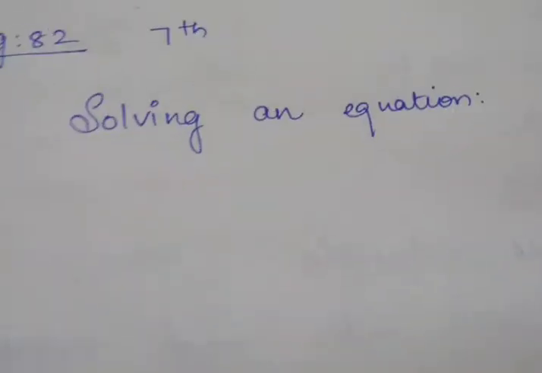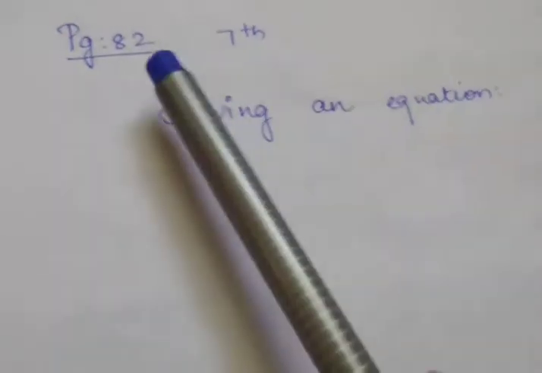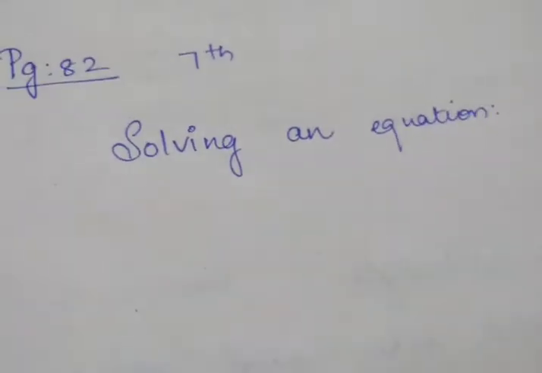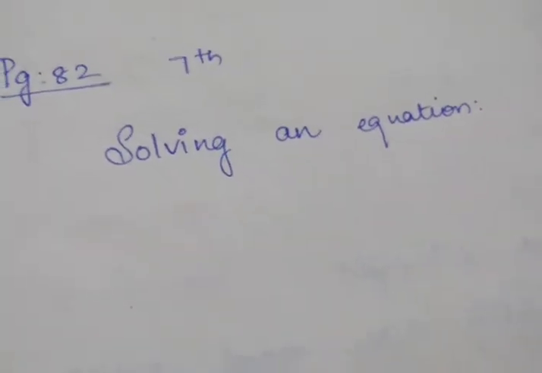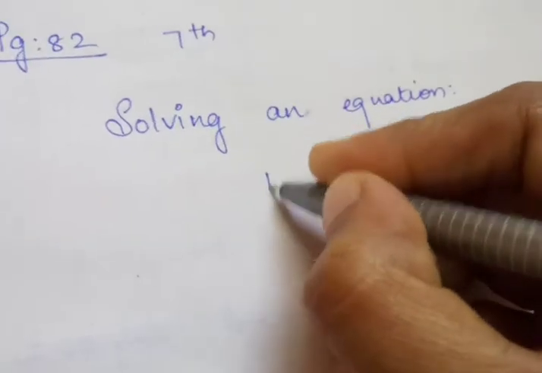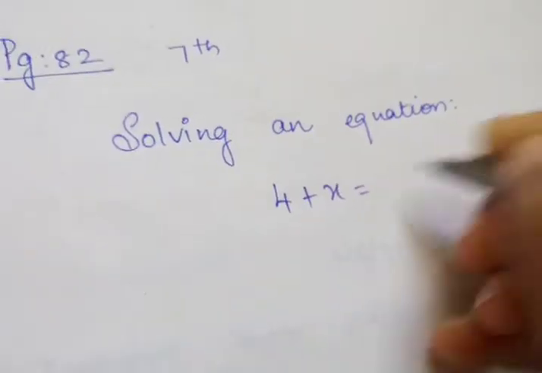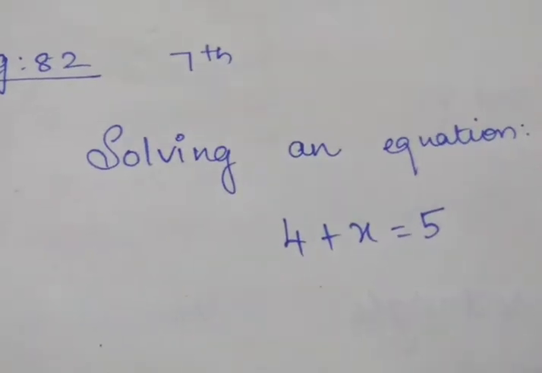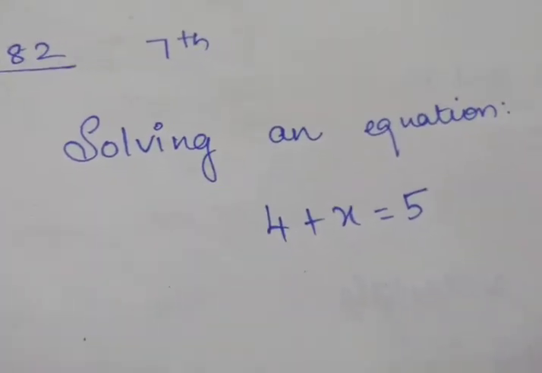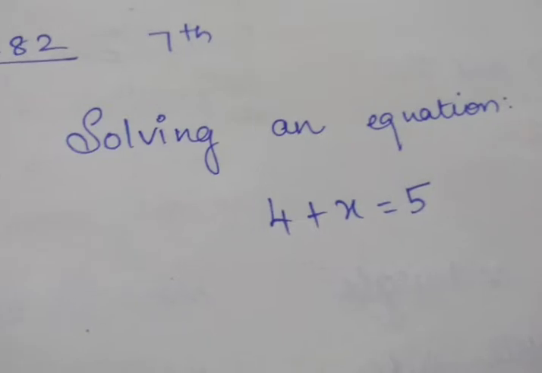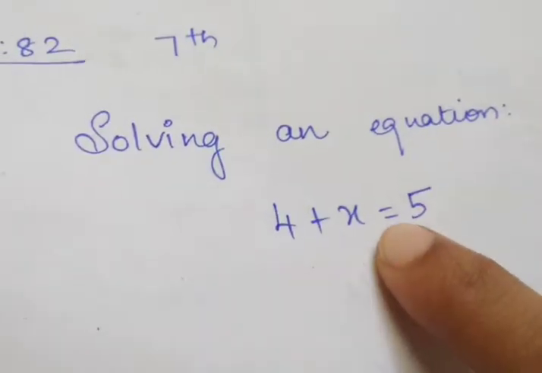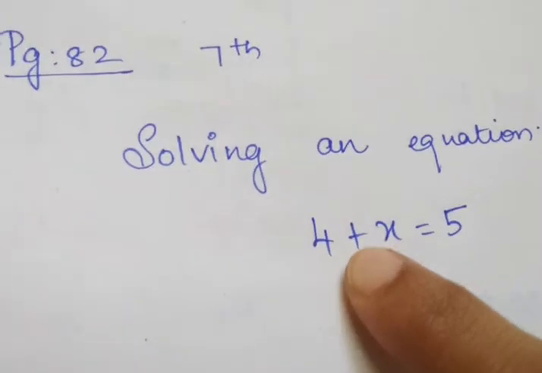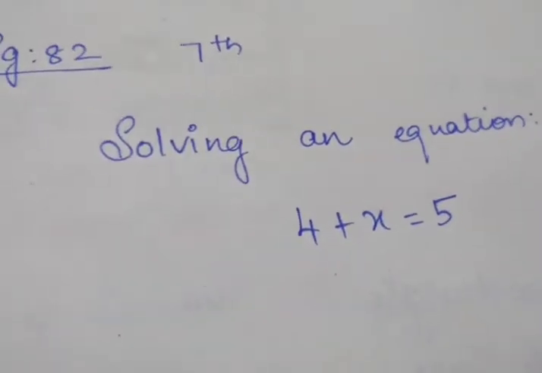So, I hope you all have taken page number 82, solving an equation. So, let me write one equation. Four plus x is equal to 5. Is it correct? Is this an equation? Yes, because it has an equal to sign, variable, constant and operator. So it is an equation.